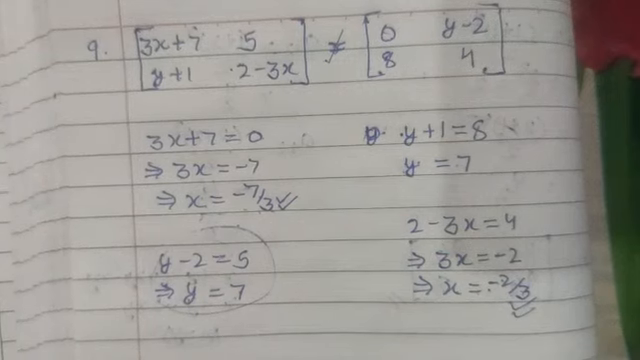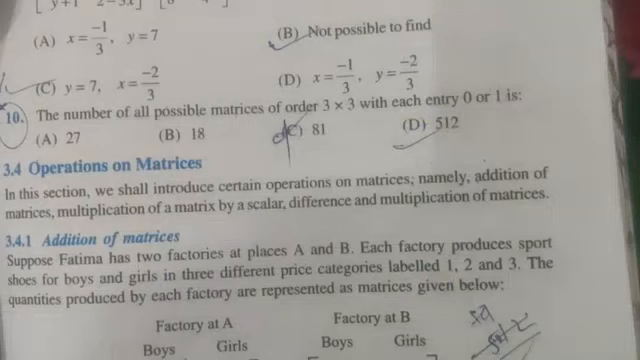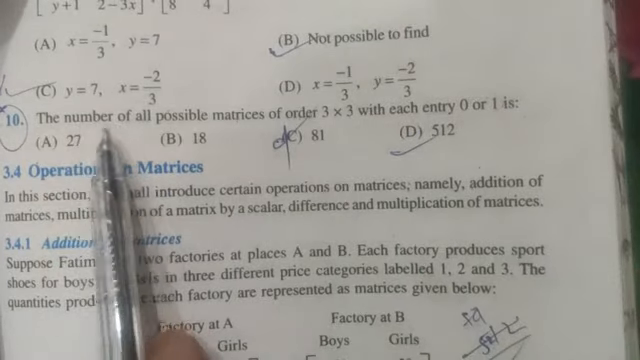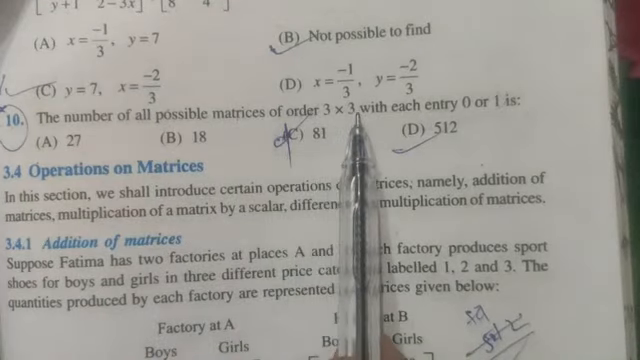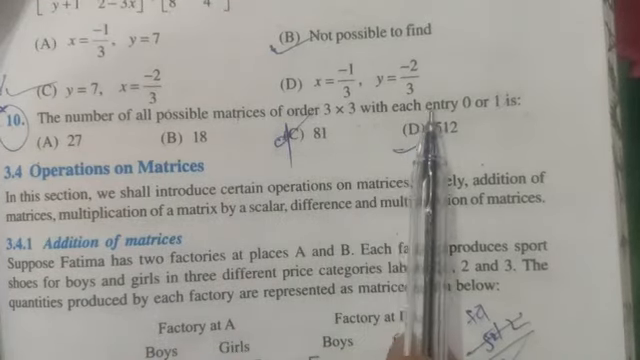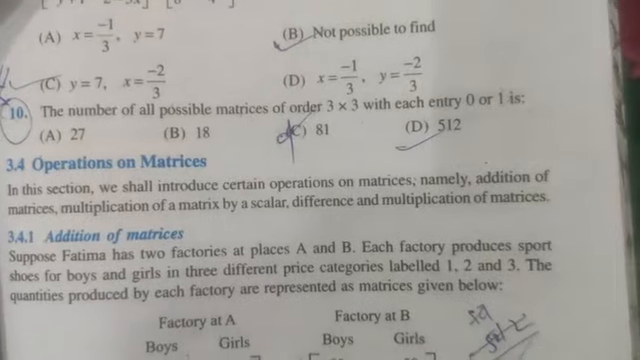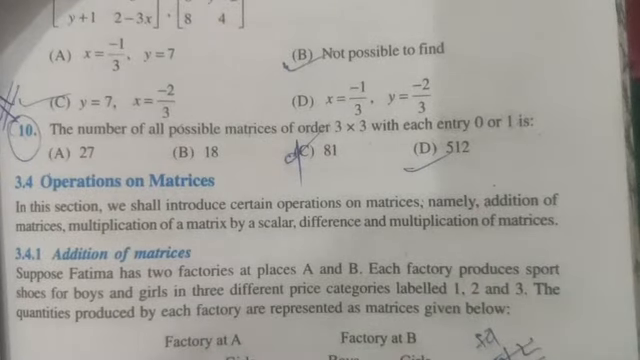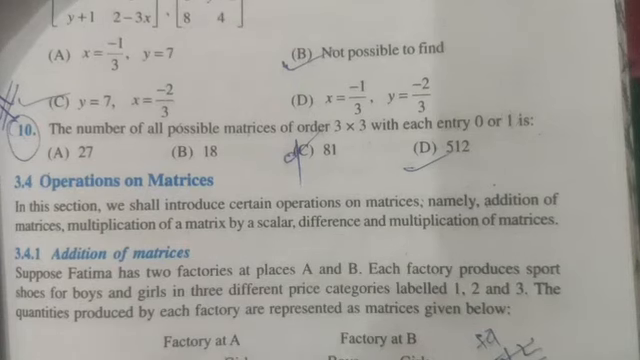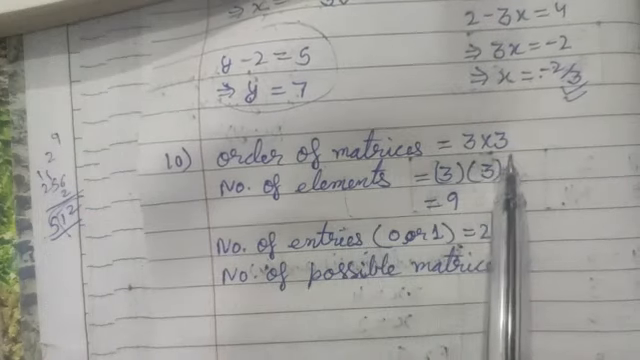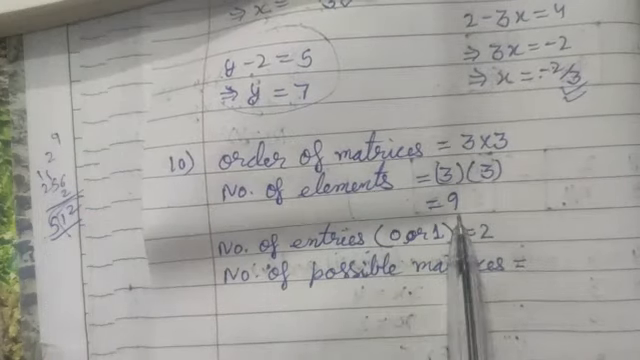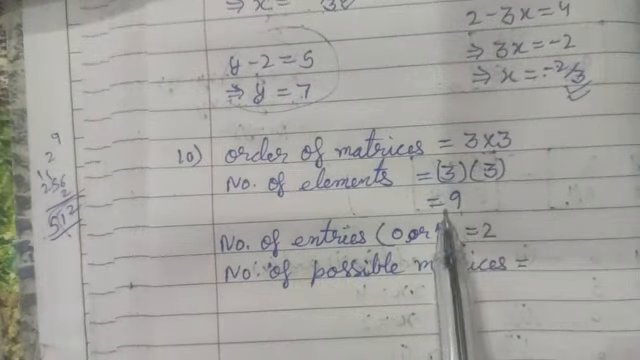Now in question number 10th, the number of all possible matrices of order 3 by 3 with each entry 0 or 1. Now we have to find the possible matrices of order 3 by 3 with each entry 0 or 1. How many matrices will be there? Now order of matrix is given as 3 by 3. So the number of elements will be equal to 3 into 3, that will be 9.